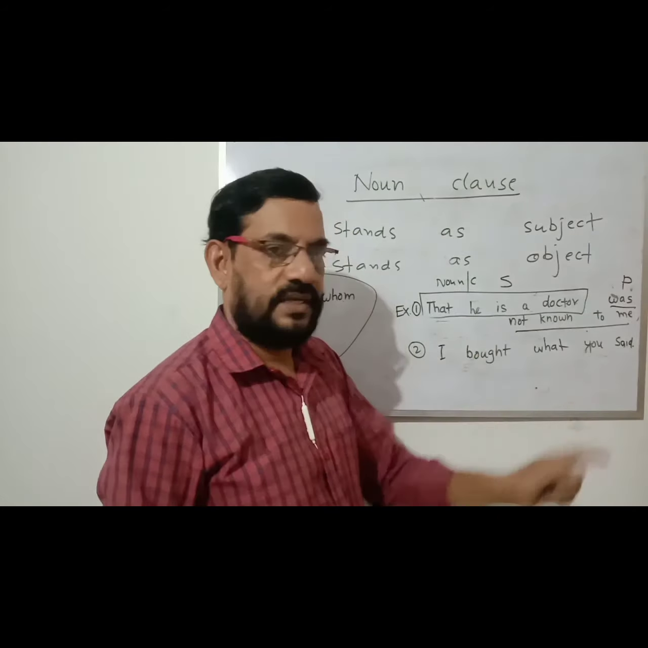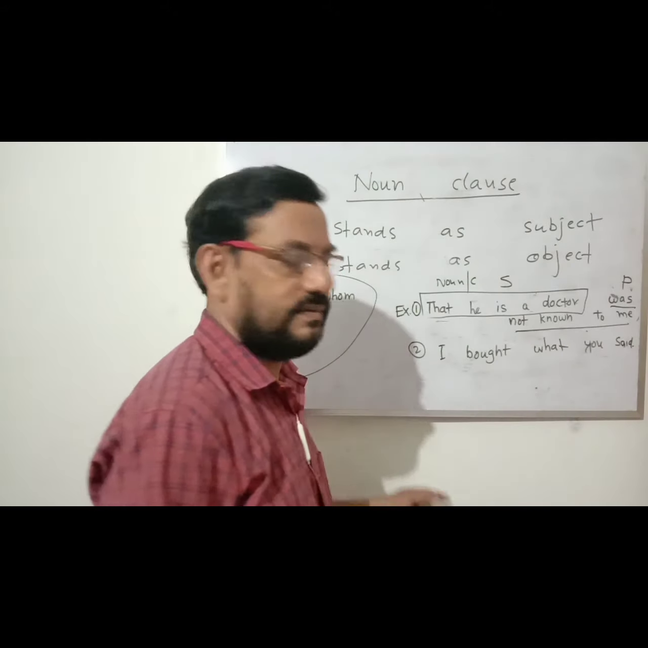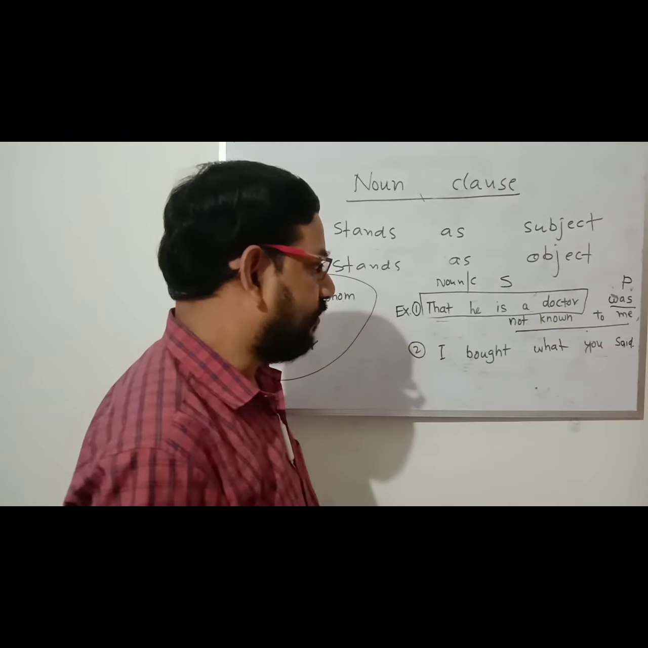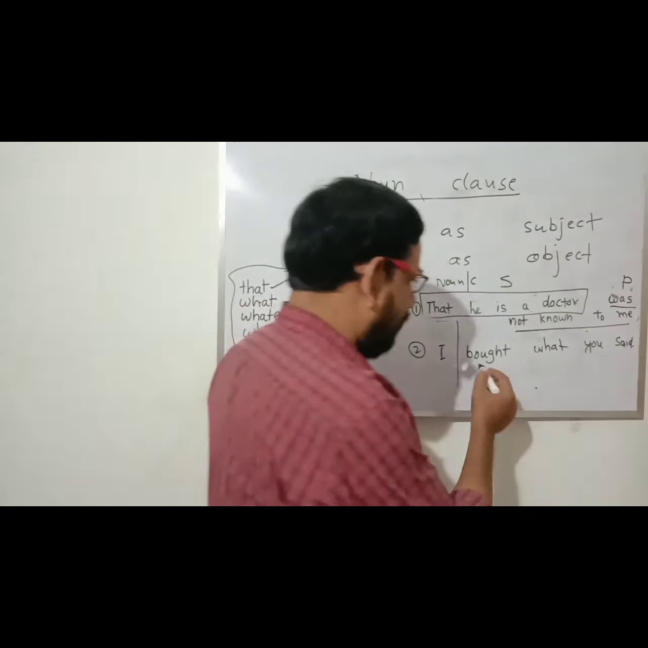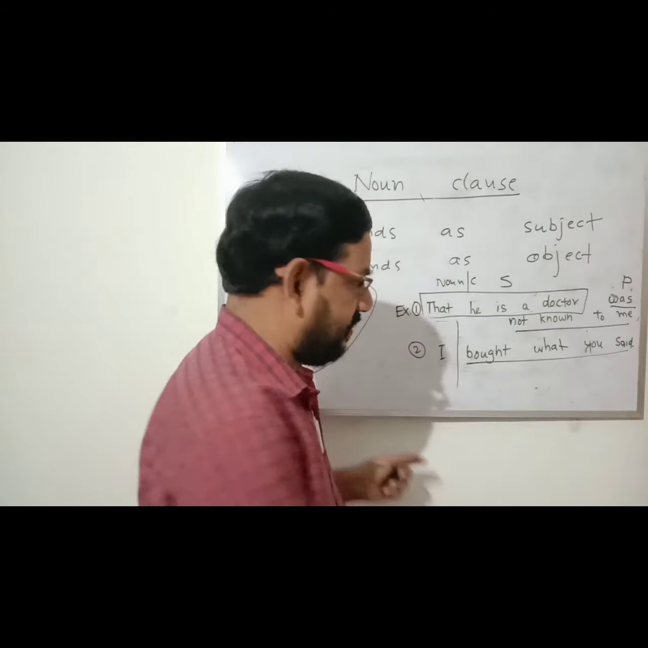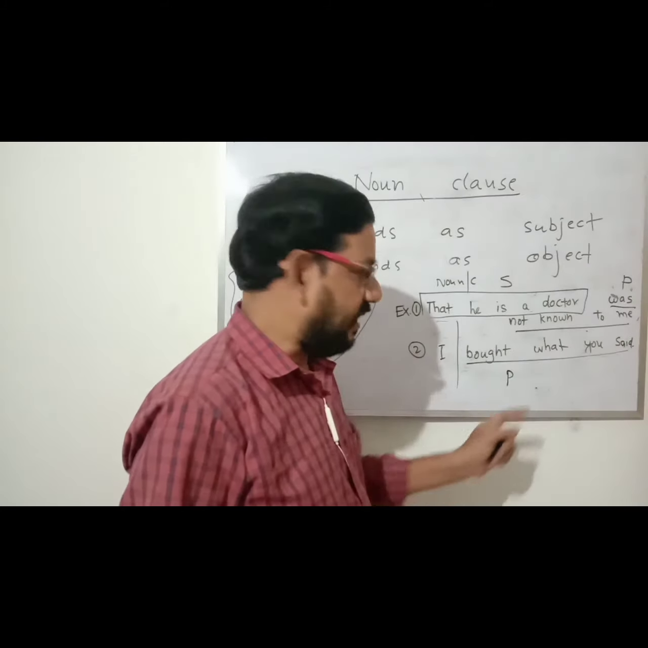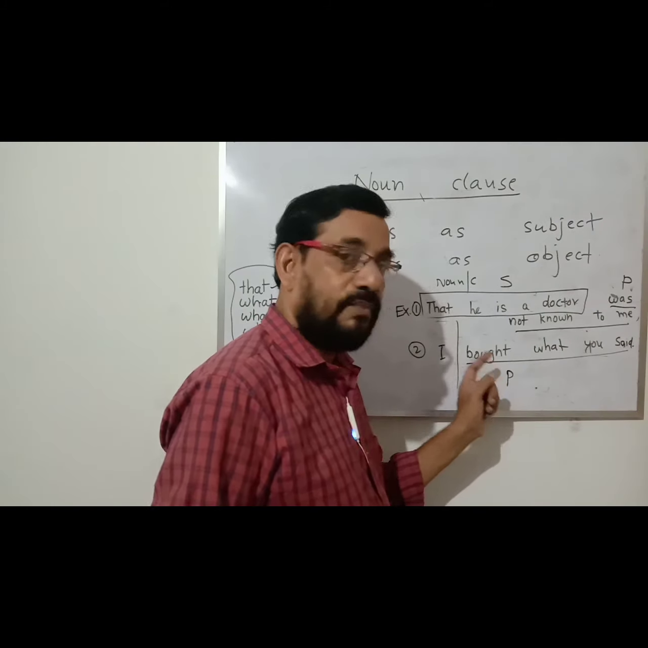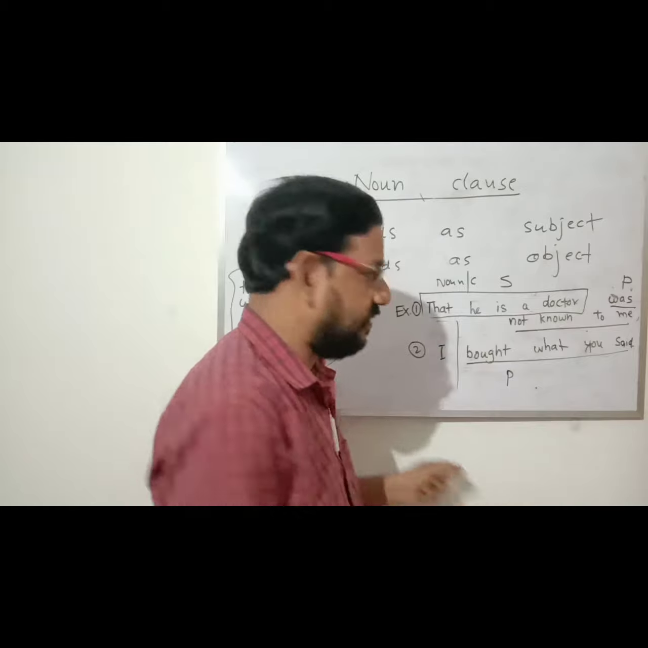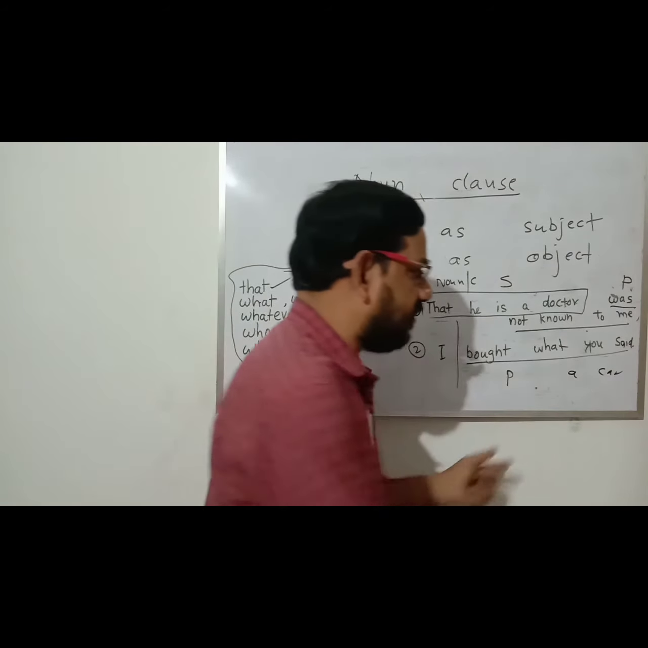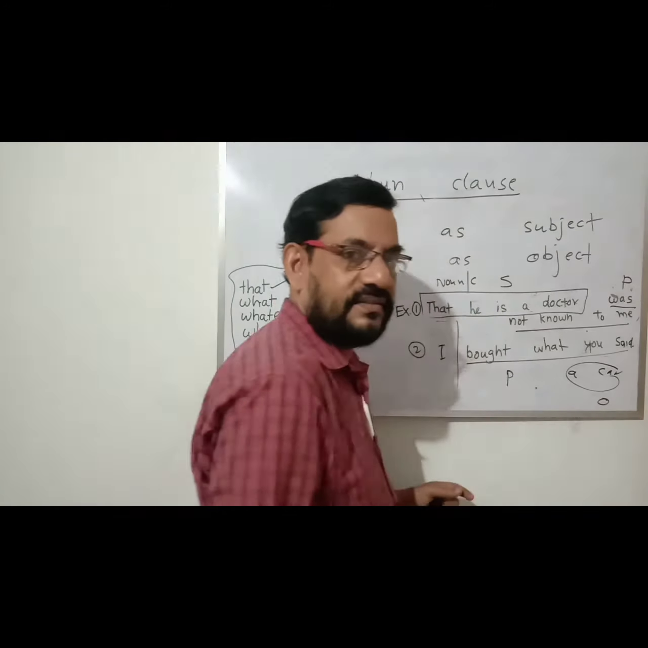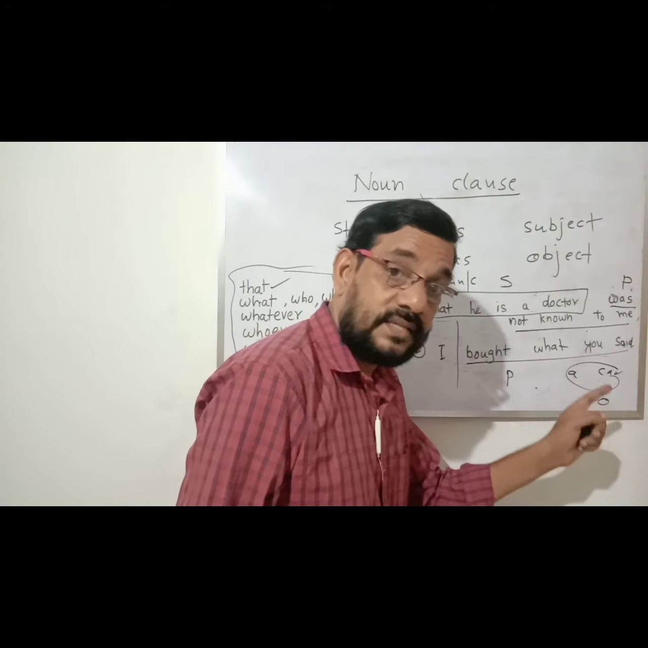Okay. Now check the next sentence. I bought what you said. You see, what are the two important elements? I, subject. Bought what you said, predicate. And then you ask what to bought. I bought what? What you said. For example, I bought a car. You see, a car, that's the object. I bought a car. A car is the object.